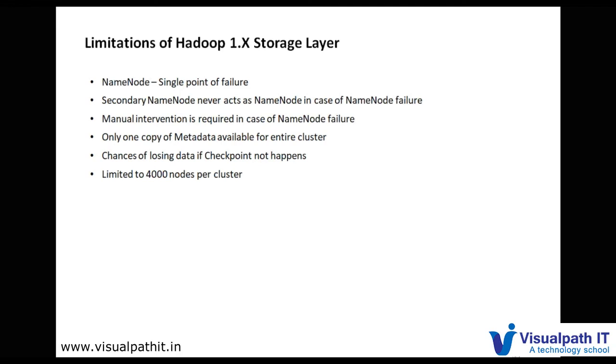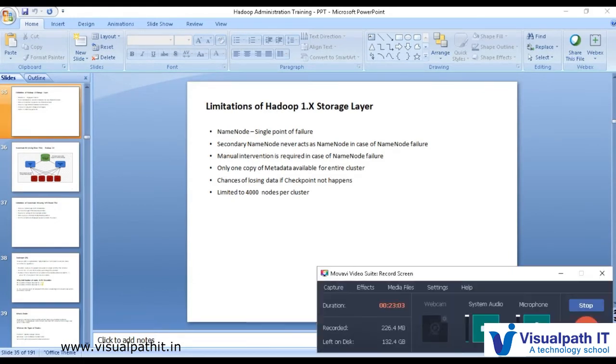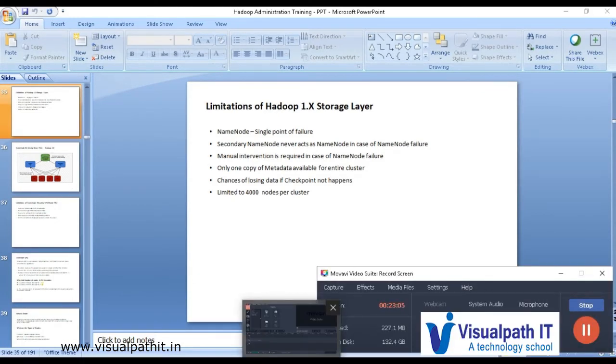Even if we have data available in the data nodes, if the metadata is lost, we cannot trace the file names and file properties, right? It is useless. Also, there are chances of losing data if checkpointing does not happen. If checkpointing does not happen at regular intervals, what will happen? We will lose the edit logs, right? And also Hadoop 1.x is limited to 4000 nodes per cluster. So it is only limited to 4000 nodes per cluster.